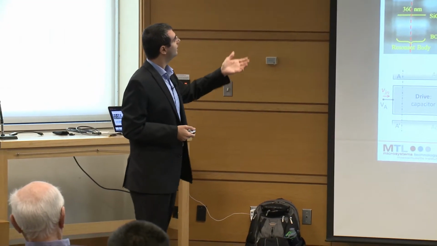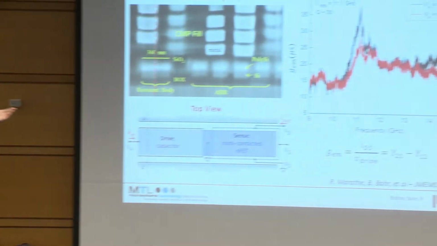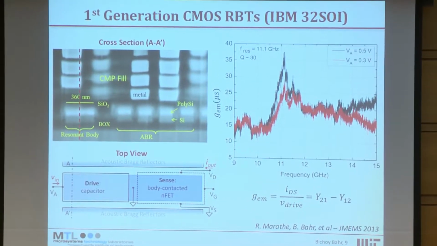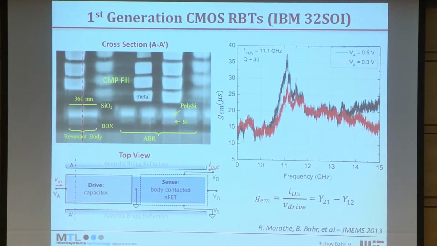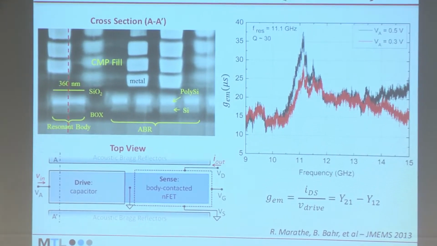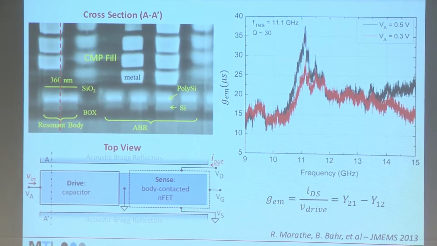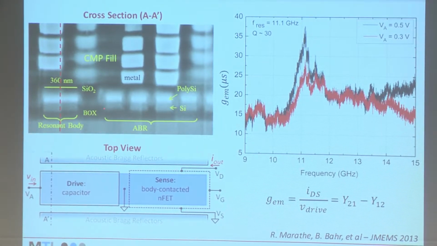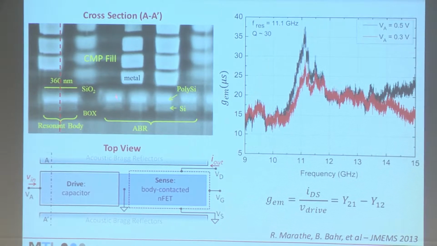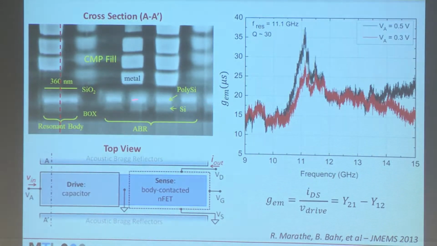So what they did here, they were the first people to do it inside a CMOS die, in particular in the IBM 32 nanometer SOI technology. And so this is how the device looked. This is our bar, the resonant body. It's basically made out of the polysilicon gate and active area, and silicon active area underneath. And then we have this island of silicon separated by oxide, and this makes our Bragg reflector.